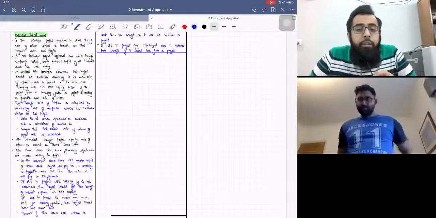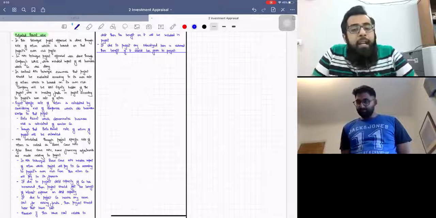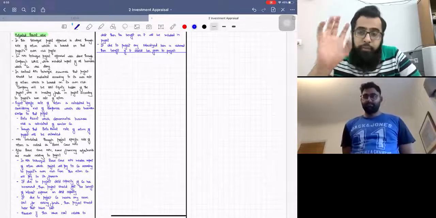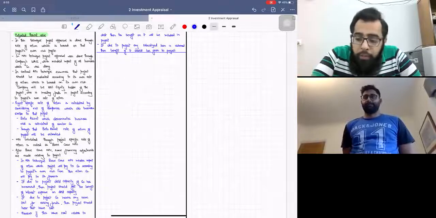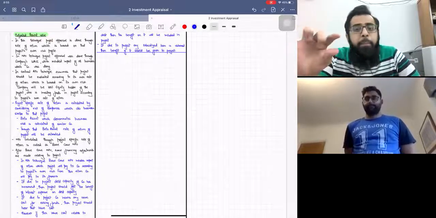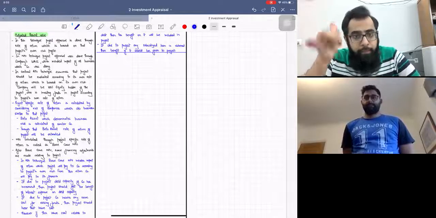Now, when we talk about adjusted present value, it is a technique which says that while evaluating the project, only consider the risk relating to that project first and calculate a base case NPV. Once you have calculated the base case NPV, keep it in your mind that this is the NPV which is according to the cost of capital of the project only.